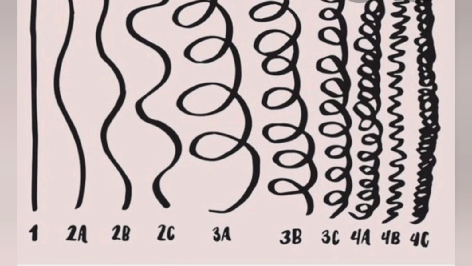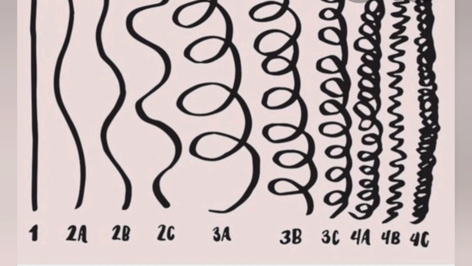And here is an actual picture of what those strands look like. The easiest way to really see your curl pattern is when your hair is sopping wet. So when your hair is very wet, you actually see your real curl pattern. So you see 4C, the diameter of the coils very small.